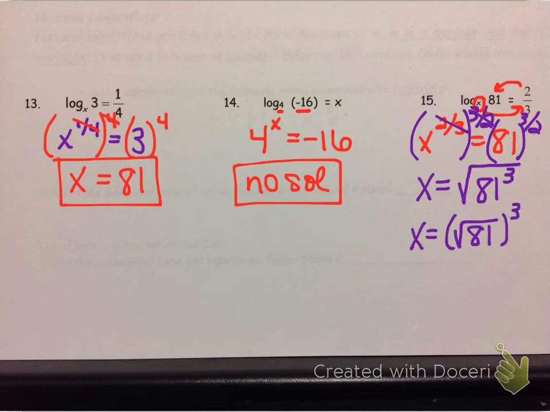Okay? You notice that I'm not doing the plus or minus for that square root, because remember, I'm solving for the base of a log. And the base of a log can't be a negative number. So I don't need to worry about the negative solution to this. So x is equal to, the square root of 81 is of course 9. And then when you cube it, you get 729.